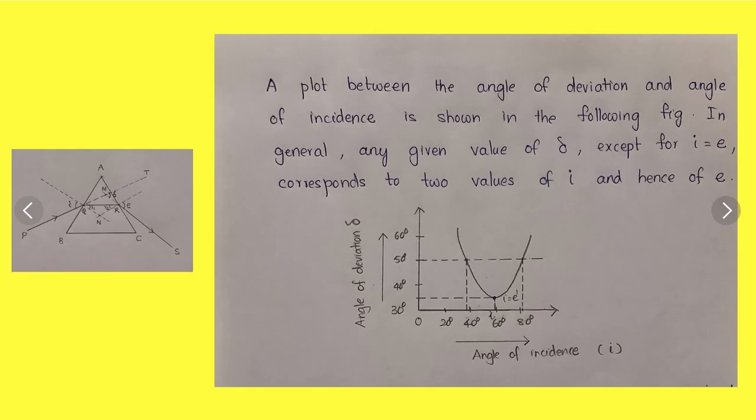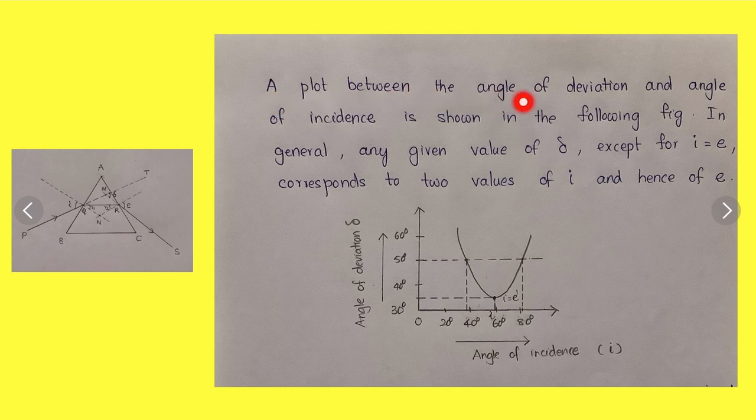Let's continue. Now, if we draw a graph taking angle of incidence on the x-axis and angle of deviation on the y-axis, the graph comes exactly in the shape of U. You will also do it in the lab. This is one of the experiments which we have to do in the lab. I have already done this experiment. I have uploaded a video directly when I was doing the experiment. You can see my previous videos.